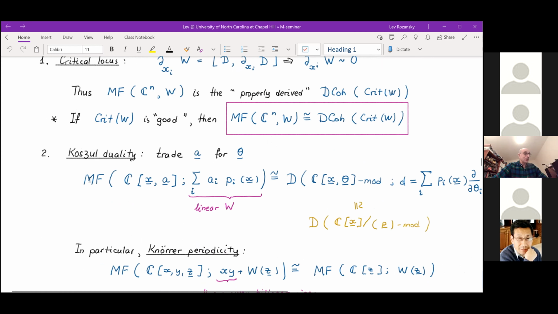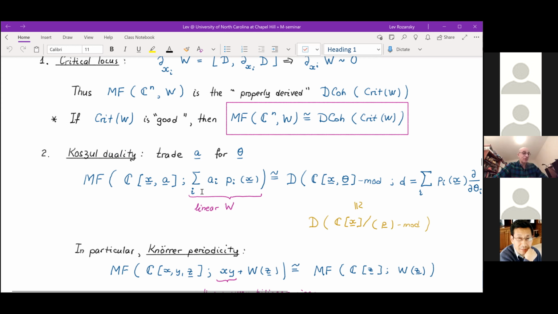The second feature is so-called Knörrer duality. You can trade even variables for odd variables. So if you consider matrix factorization whose W is linear in variables A, I can have here several, I give them different names to distinguish their roles. Each variable A multiplies a polynomial of x's.